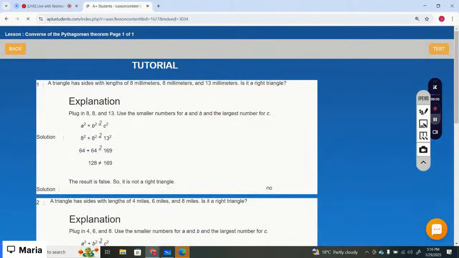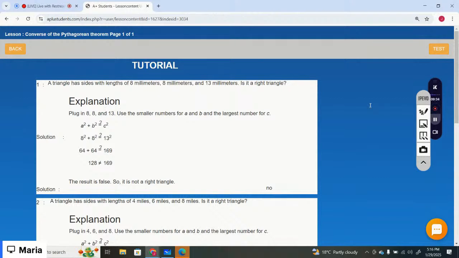Converse of Pythagorean theorem. A triangle has sides with lengths of 8 millimeters, 8 millimeters, and 13 millimeters. Is it a right triangle? So basically, you have to see if A square plus B square is equal to C square. If that is equal, then the measurements given are of a right triangle. Otherwise, that is not a right triangle.